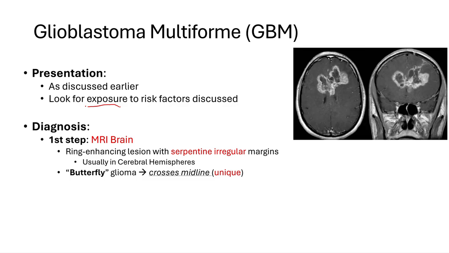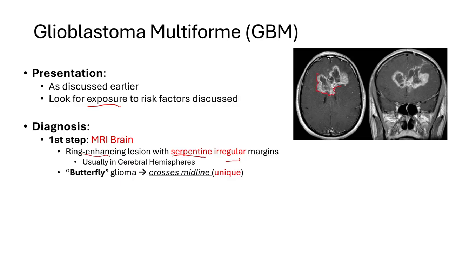And what we typically see here are ring-enhancing lesions, very similar to metastatic brain cancer, but these will have serpentine, irregular margins instead of those cannonball margins. And as we can see here, if I were to trace the outline, it's very snake-like or serpentine-like. And that is hallmark for glioblastoma.